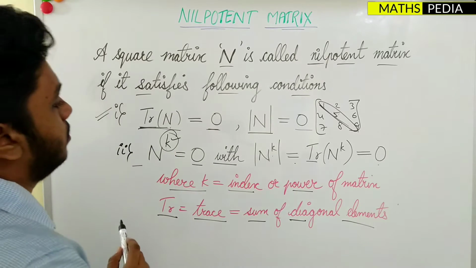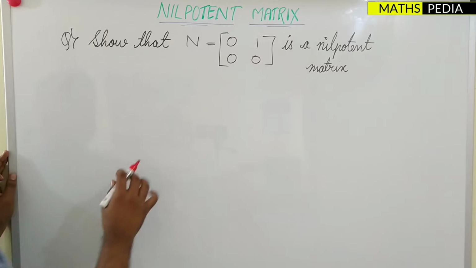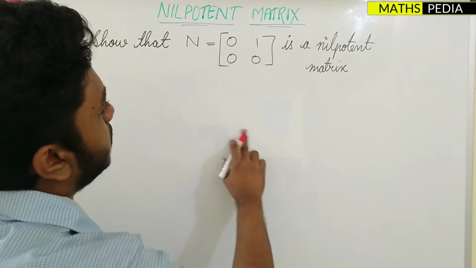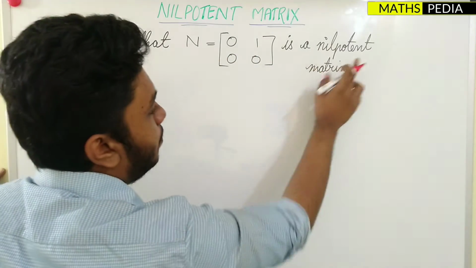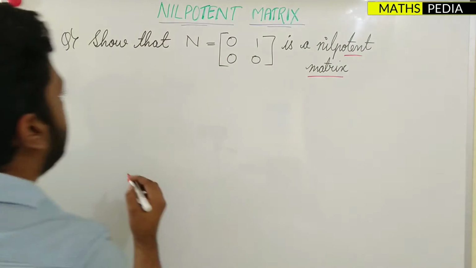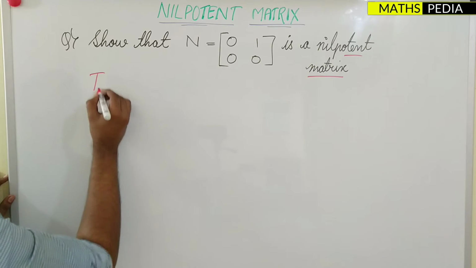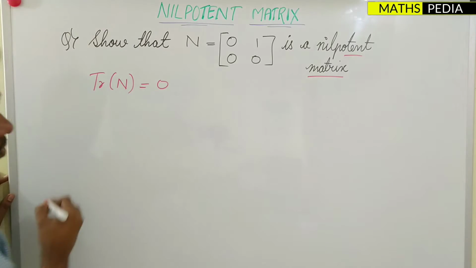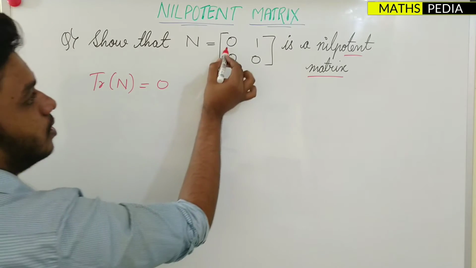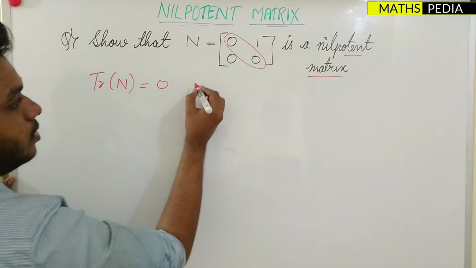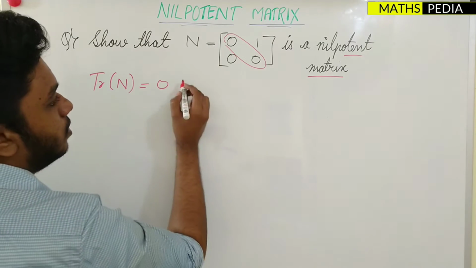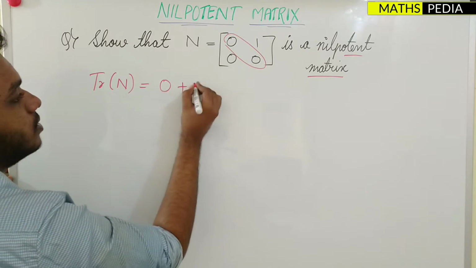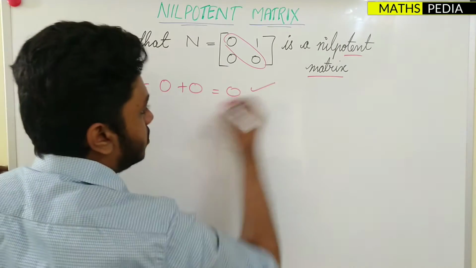Okay, so let us see one problem. I have taken one problem here: show that N is equal to this matrix, 0 1 0 0, is a nilpotent matrix. We need to show it. So we have certain conditions. The first condition is that the trace of N, whatever the given matrix is, should be equal to 0. What is trace? Trace is nothing but the sum of diagonal elements. So 0 plus 0. I can write trace of N is equal to 0 plus 0, which is equal to 0. So the first condition is satisfied.